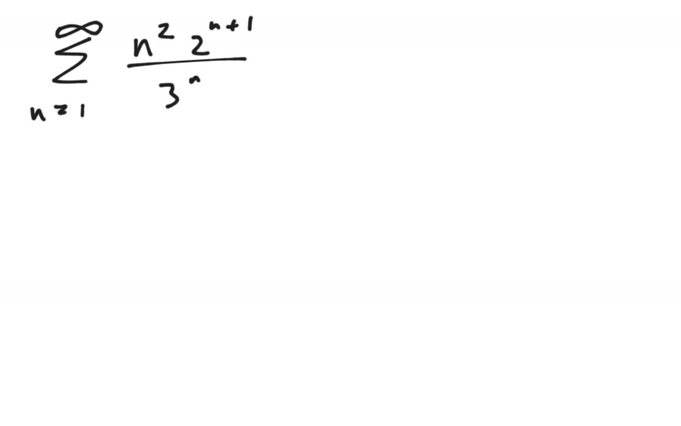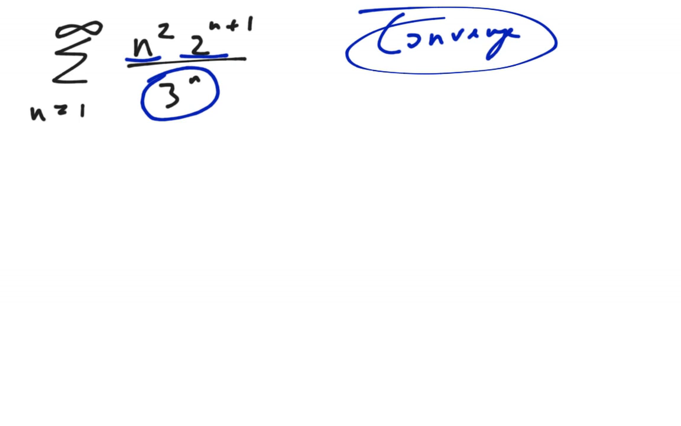Oh my gosh, this is a nasty series. Got lots of stuff going on. Notice that we could use the quote-unquote looks like test or do growth rates to see which function here grows the fastest. Clearly 3 to the n is going to be the fastest growing function here, and because there's nothing as fast as 3 to the n on top, that will drag the series down to 0 fast enough that this should converge. So that's our guess using the looks like test, but let's use the ratio test to see what this actually does.